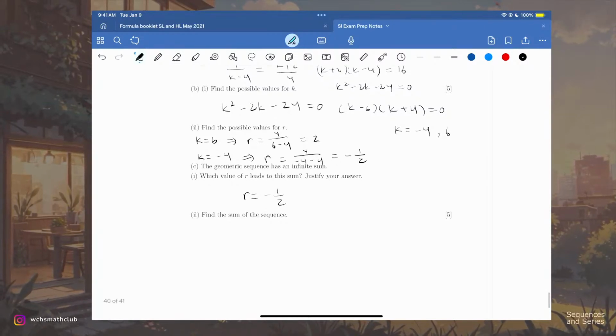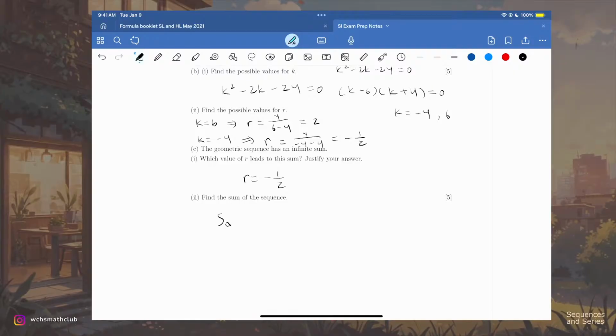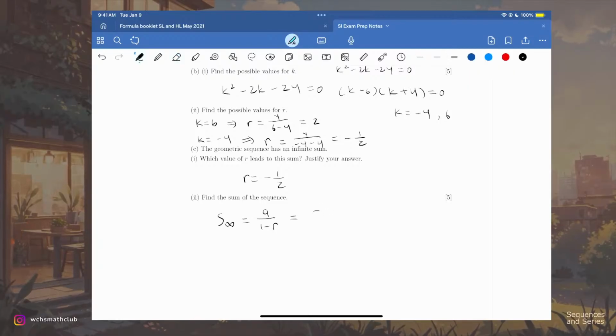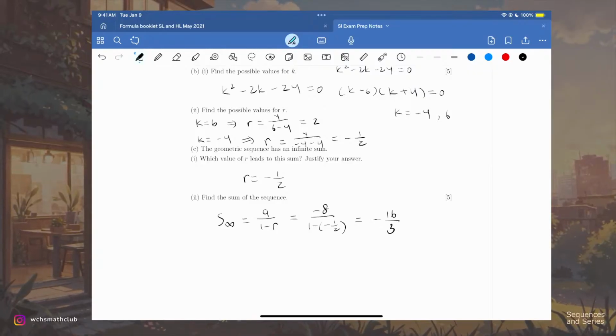And the last part of this question says find the sum of this infinite sequence. So S infinity equals a over 1 minus r, which equals negative 8 over 1 minus negative 1 over 2. This will give us the final answer of negative 16 over 3.